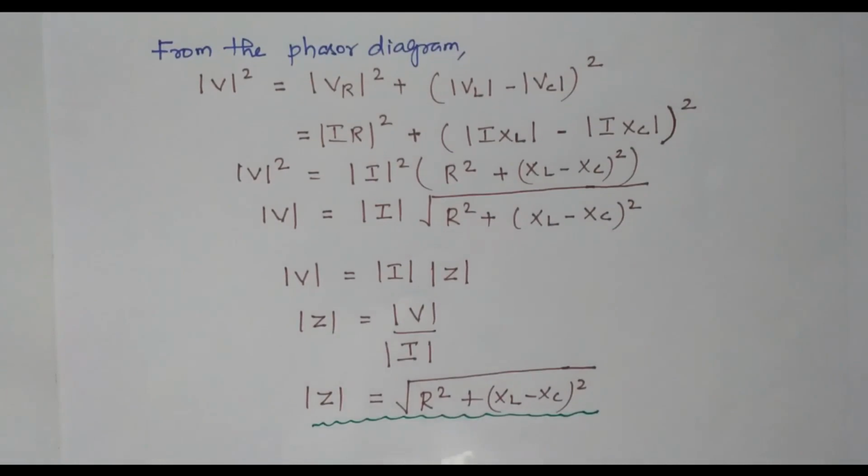So the impedance in this case, XL greater than XC, is the square root of R square plus XL minus XC, the whole square. This is the impedance for the second case.